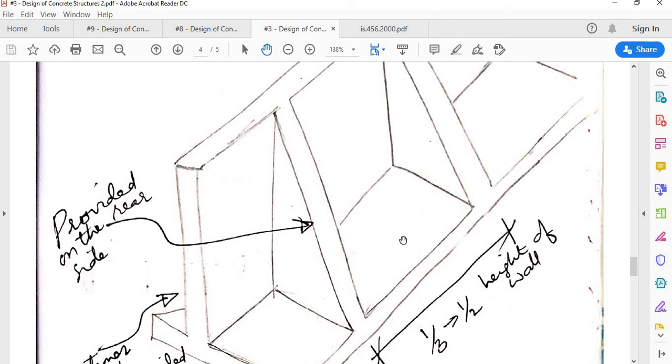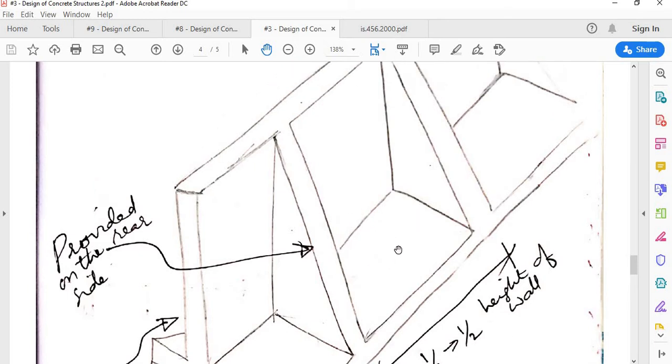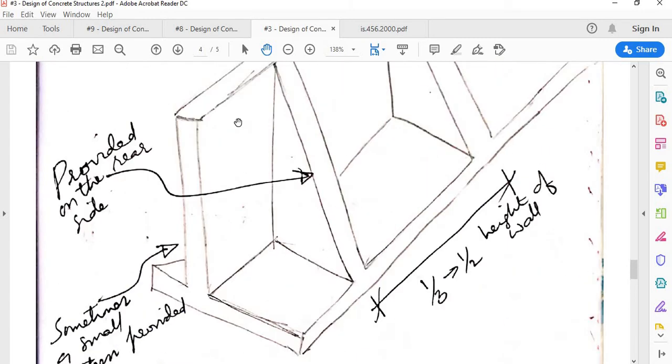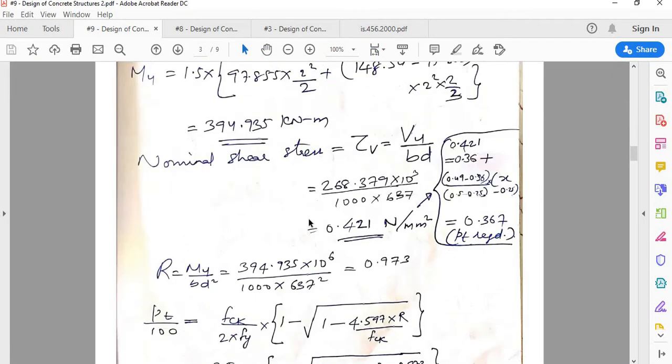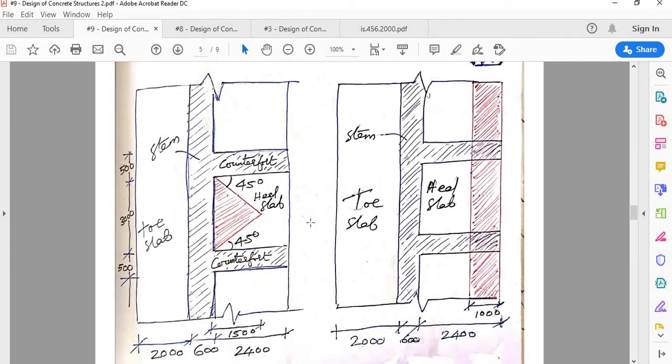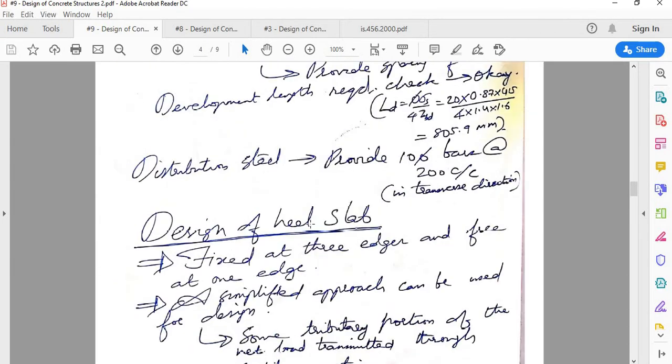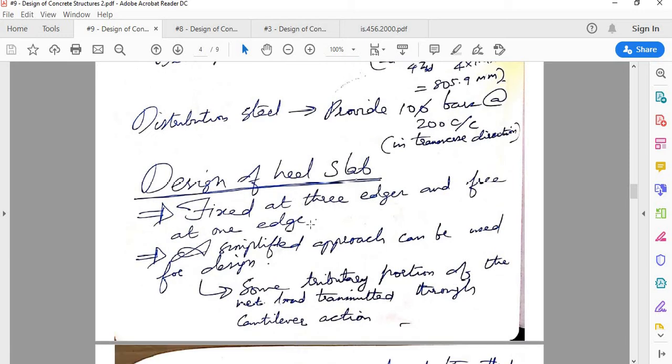What we said was the heel slab is like a slab which is fixed, with fixity on three sides, or it's like a rigid support or fixed support along this direction and two counterforts, and it is free on one side. So there are actually exact formulas to design such slabs which have three fixities and one free end, but we'll use a simplified approach so that the calculation will be easier.